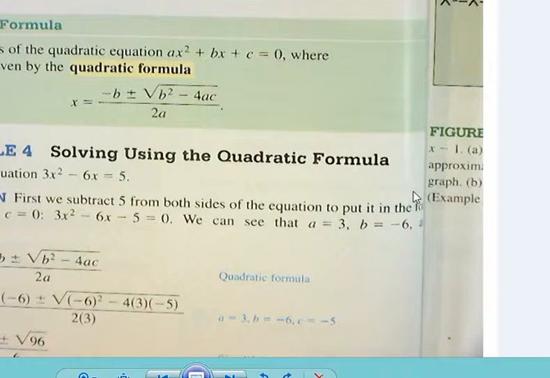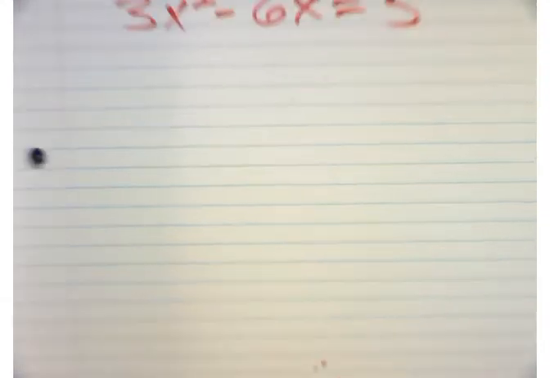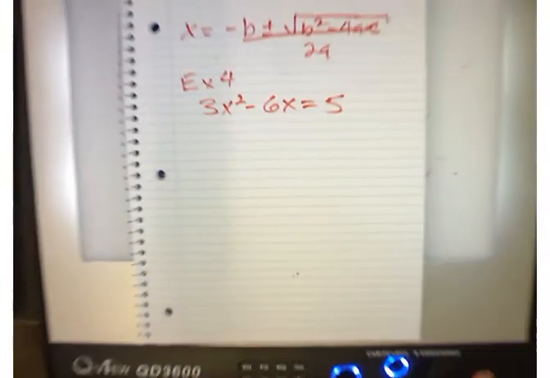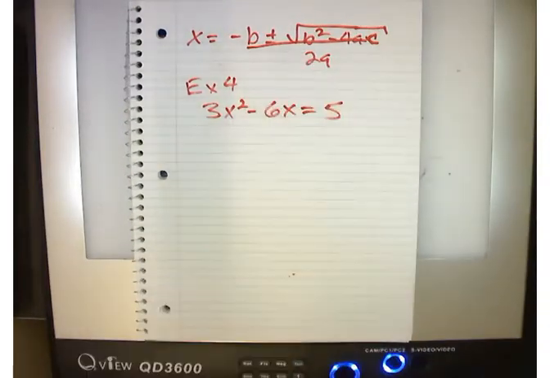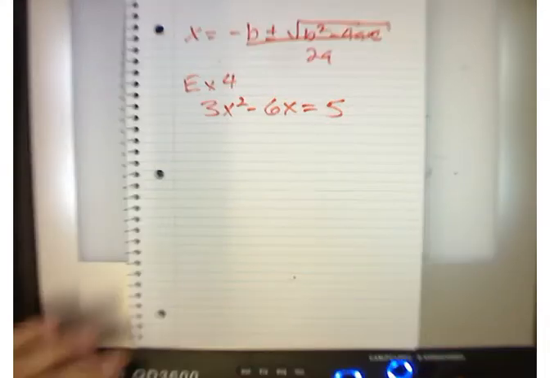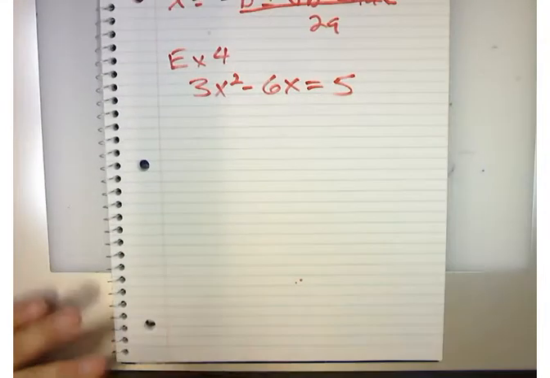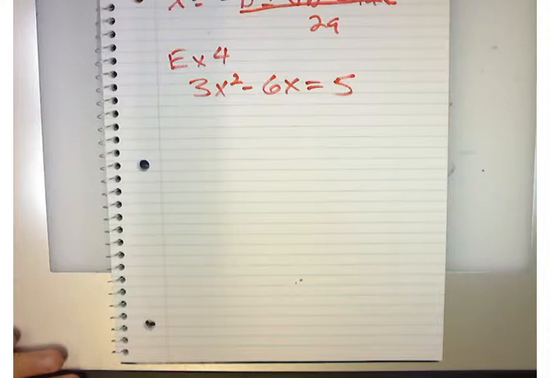And so example number 4 says, go ahead and solve the expression 3x squared minus 6x equals 5. Okay, so that's what we're going to try to solve. I've written it down from the textbook. We're going to use this quadratic formula up top. And the first thing I have to do is make sure that it's set equal to 0.